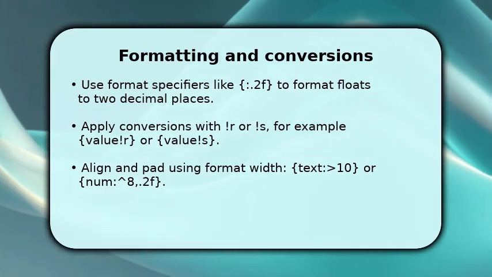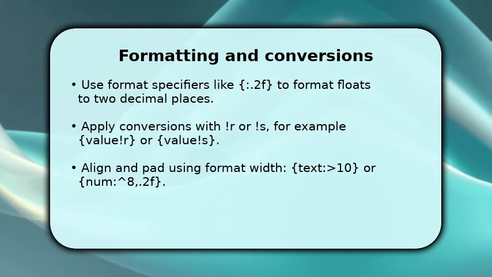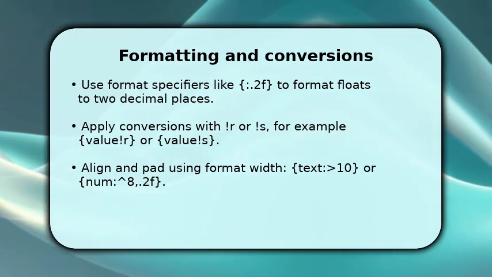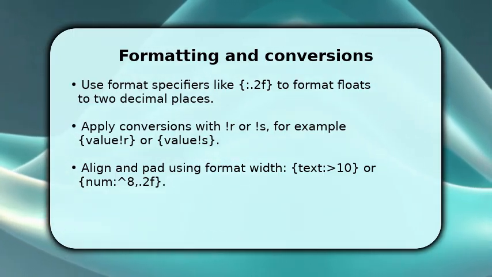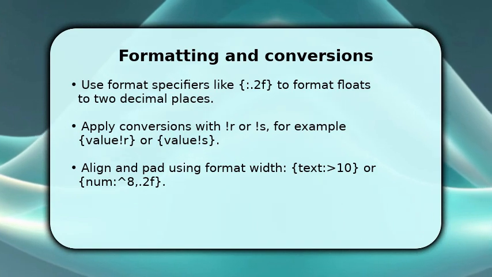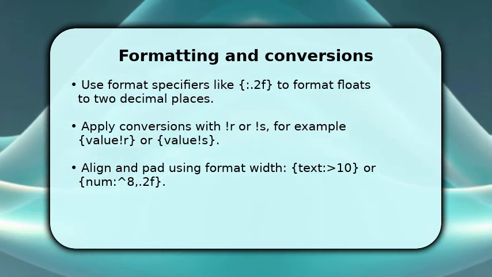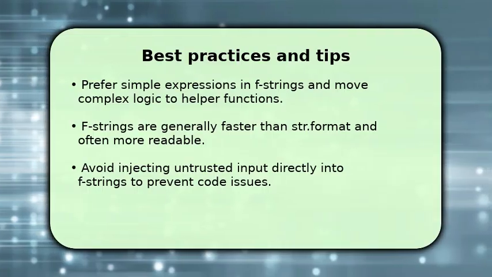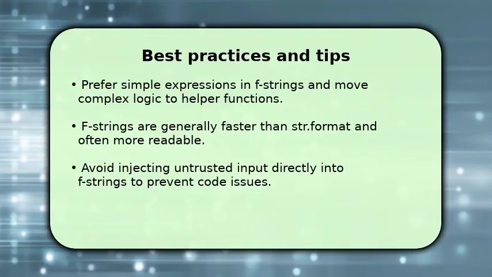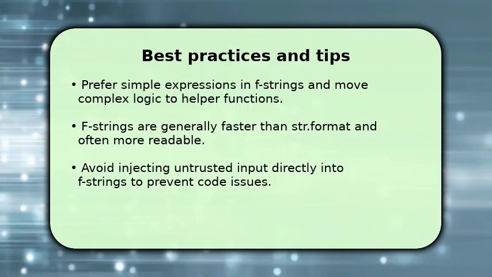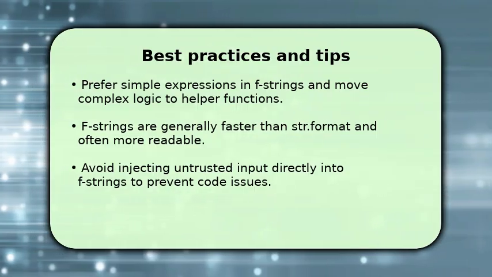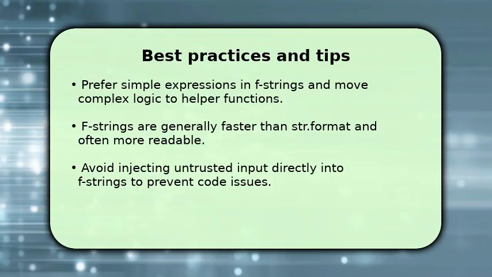You can chain expressions and specifiers, for example total * 1,0.5:.2f to calculate and format a result in one expression. Prefer simple expressions inside f-strings and move complex logic to helper functions for clarity. Use descriptive variable names so f-strings remain readable and maintainable across your codebase.